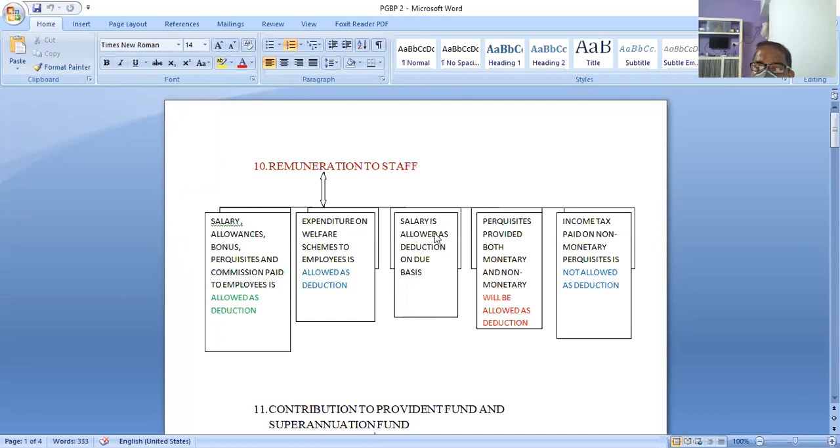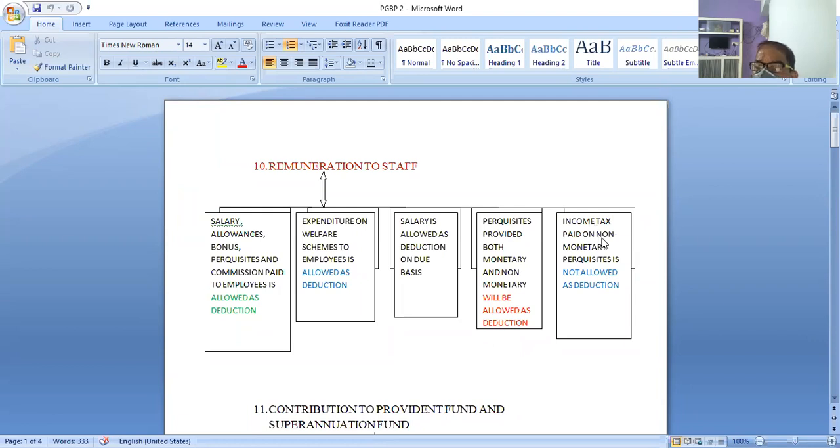Now, salary is allowed as a deduction on a due basis. Suppose you have not paid the salary yet, but you have to pay. Still that is allowed as a deduction. Salary payable or outstanding salary is still allowed as a deduction. Next, perquisites, that means any benefit given to an employee either in cash or kind. Both monetary and non-monetary will be allowed as a deduction. Monetary is in the form of cash, non-monetary is in the form of kind.